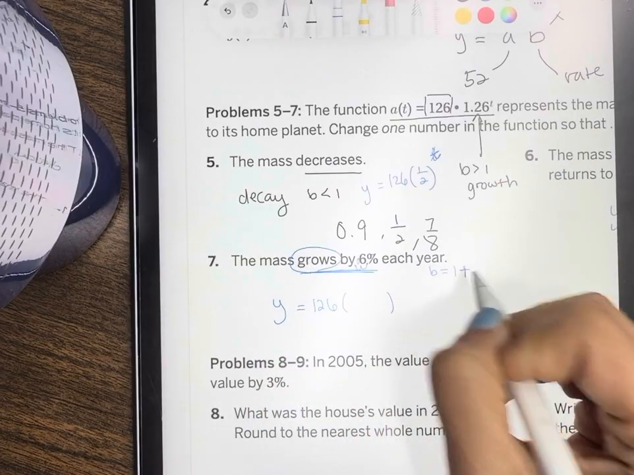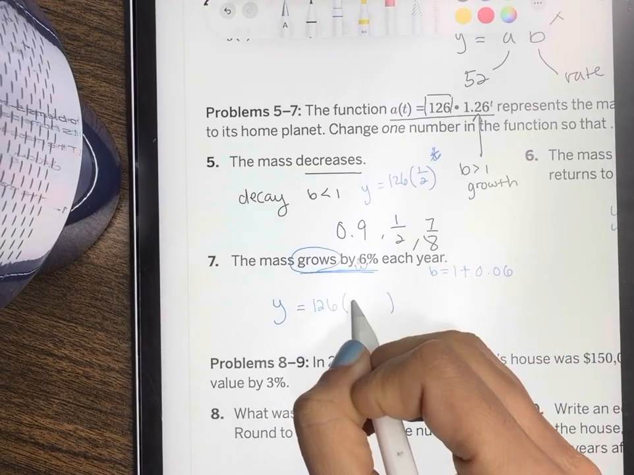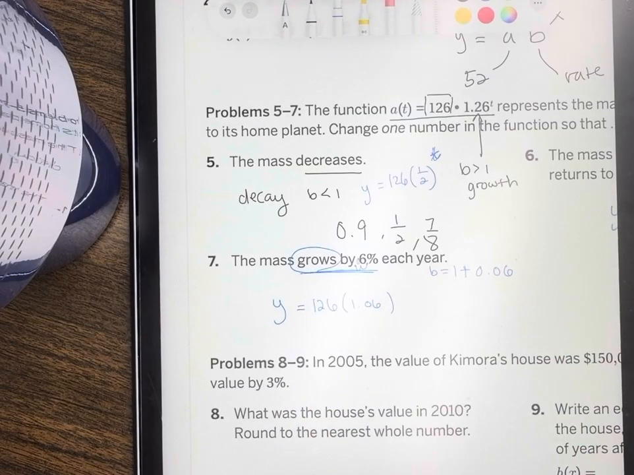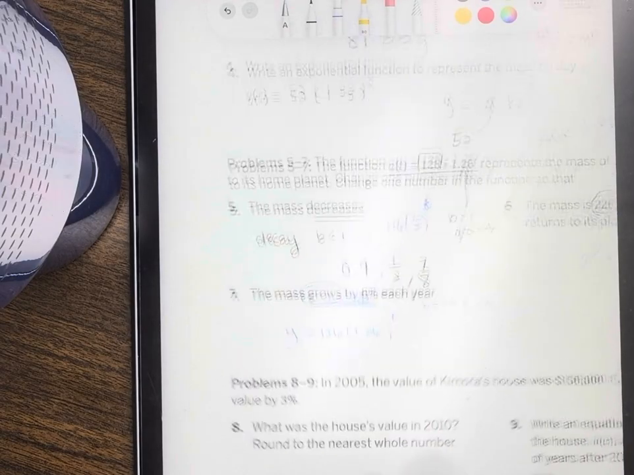Growth means plus 0.06. So 1.06 is my new b to the t, and that's number 7.